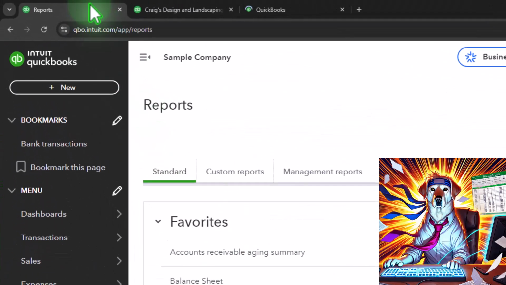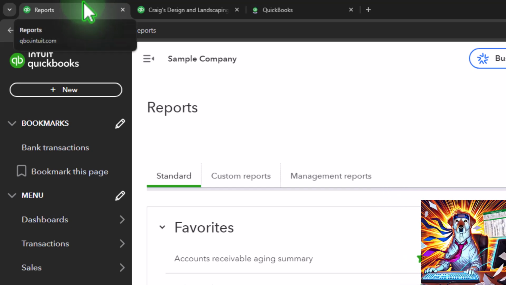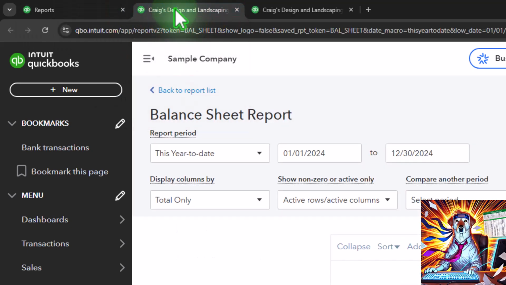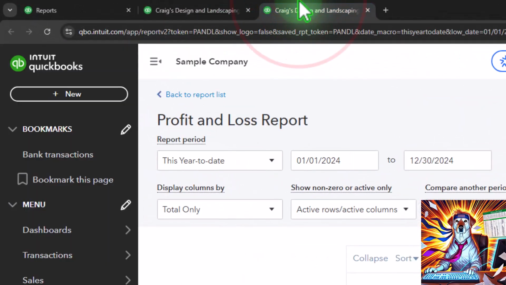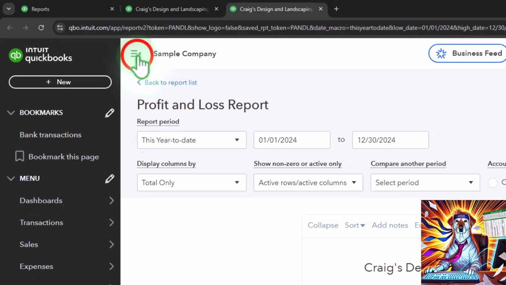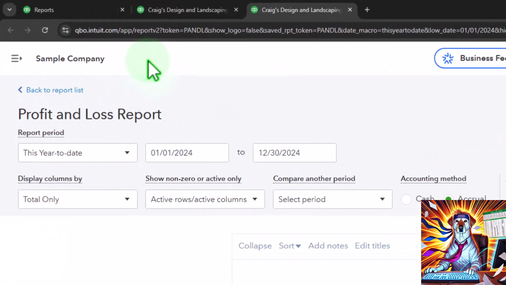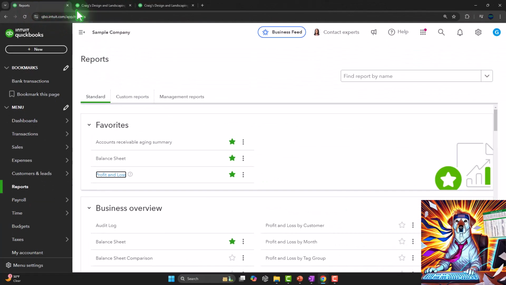There we have it. This first tab is where we're going to do the data input. Second tab is going to be our balance sheet. I'll close the hamburger up top. And then the third tab is going to be our income statement, closing up the hamburger. Let's go back to the first tab. This is our data input tab.